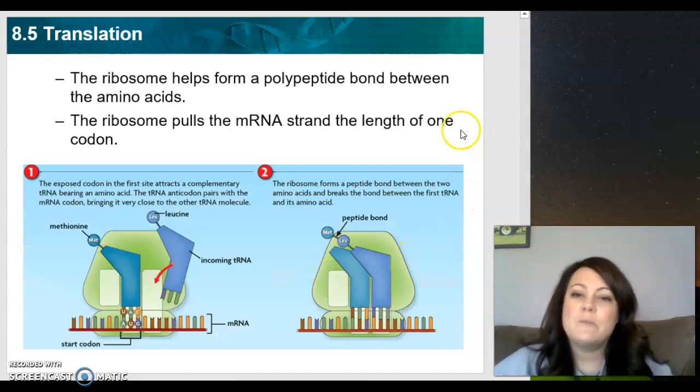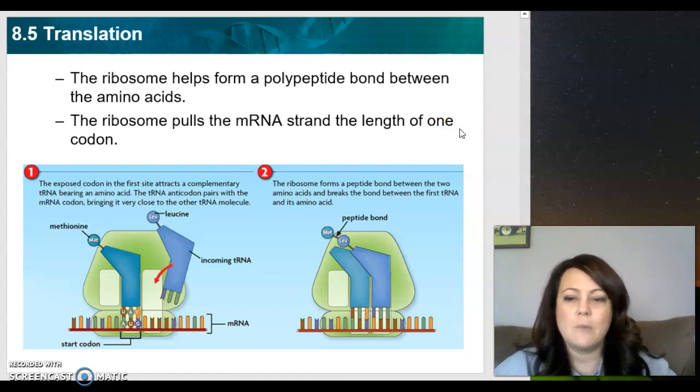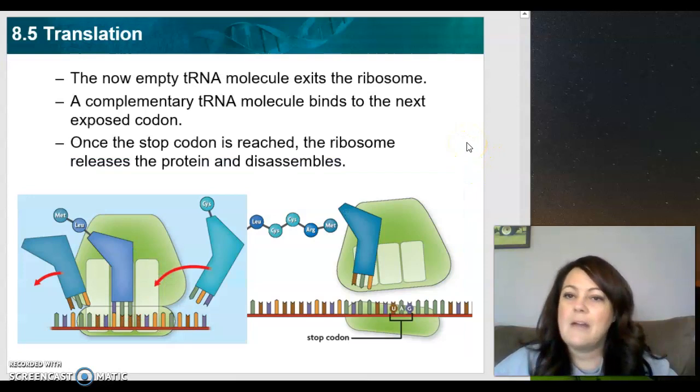The ribosome helps form a polypeptide bond between the amino acids. The ribosome pulls the mRNA strand the length of one codon. So it kind of goes chick, chick, chick, chick. This is constantly happening in your body. The now empty tRNA molecule exits the ribosome. The complementary tRNA molecule binds to the next exposed codon. Once the stop codon is reached, the ribosome releases the protein and it disassembles.